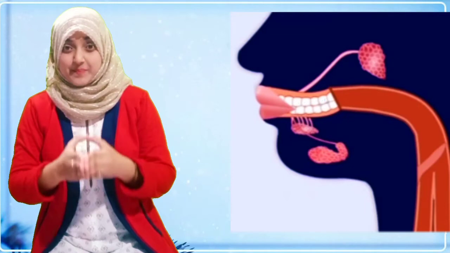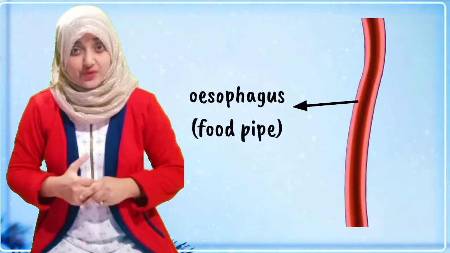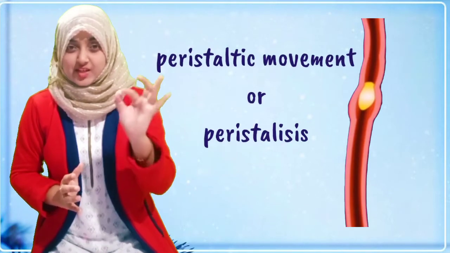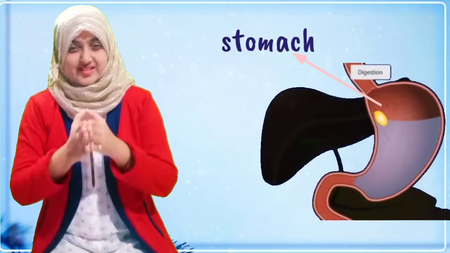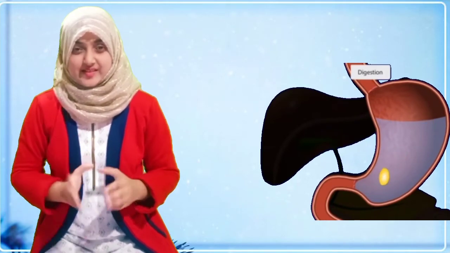The food mixed with saliva then moves down the esophagus or the food pipe. This esophagus has a lining that contracts and relaxes in order to push the food down. This contraction and relaxation movement of the lining of the esophagus is called the peristaltic movement or peristalsis. The food now reaches the stomach. The stomach is a spacious organ. It expands when the food enters it.